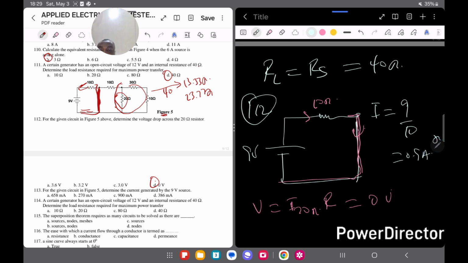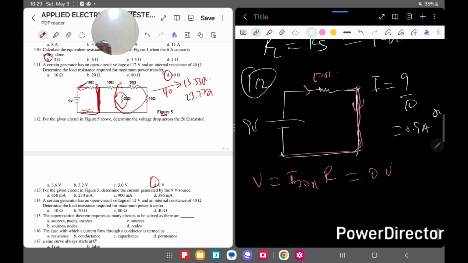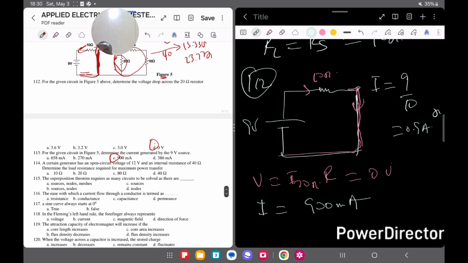So it gets 0.9 amps. And 0.9 amps, if you express this in milli, it's going to be 900 milliamps. So you move this, you get 900. So the answer here becomes 900 milliamps, which is C.